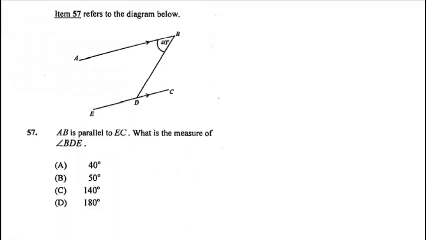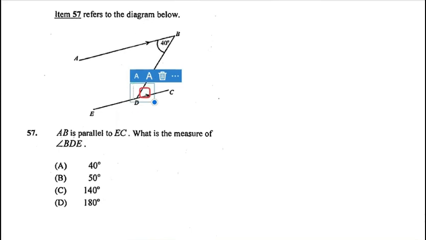So 57, AB is parallel to EC. What is the measure of angle BDE? So guys, alternate interior angles are equal. So right here, which is 40 degrees, this angle right here at D is also 40 degrees. Then we can use the theory of angle on a straight line. So right here is also 40 degrees, as this is alternate interior angles and they are equal, and then we can use angle on a straight line.